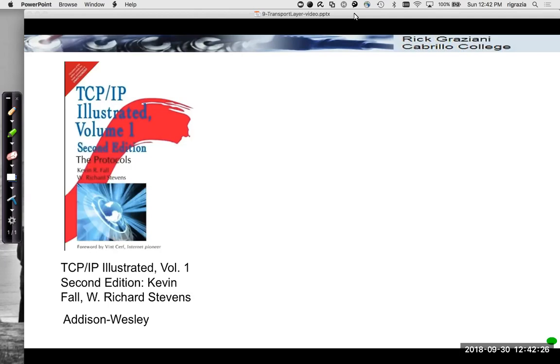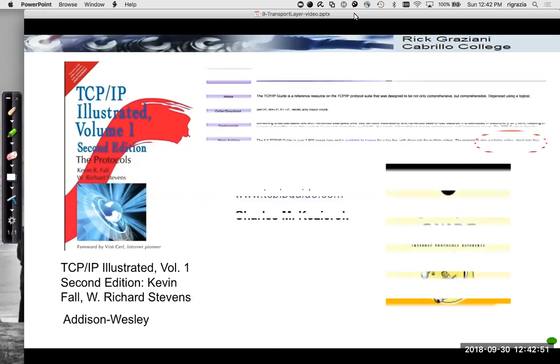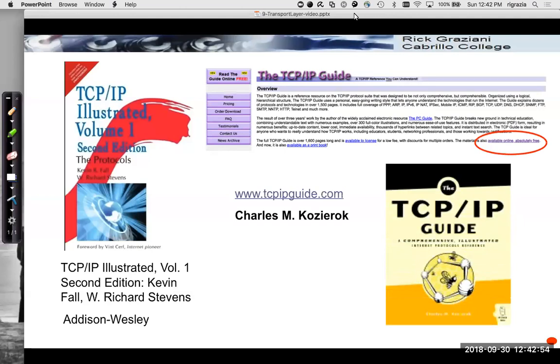A couple of books I just want to recommend. The long-term Bible of TCP/IP was TCP/IP Illustrated, originally by Richard Stevens. He passed away a number of years ago, and it was such a popular book that Kevin Fall wrote a second edition using Richard Stevens' original book. I also want to mention the TCP/IP Guide. This is an excellent book and very thick, but very well written and has everything in it.